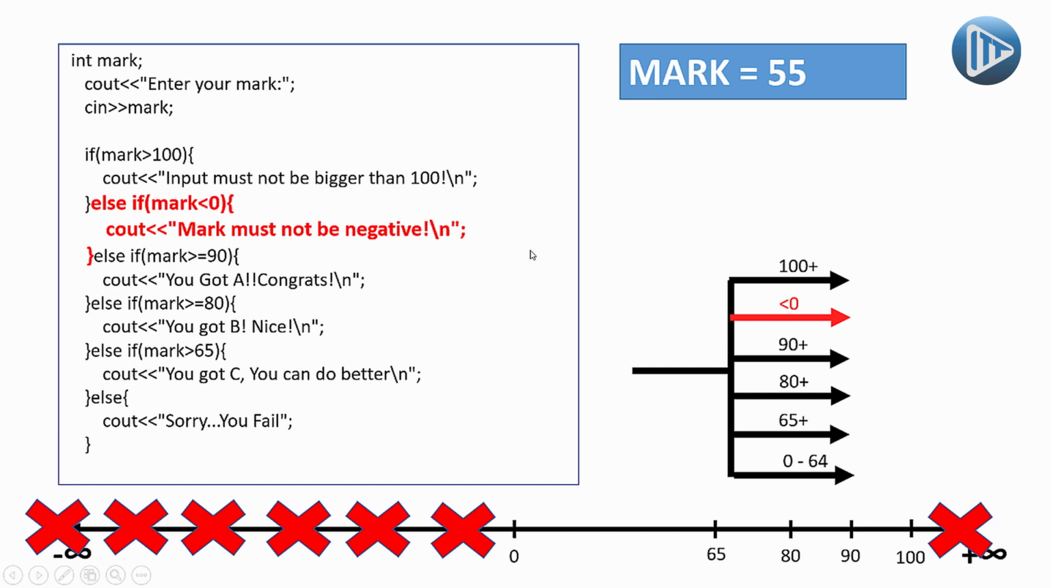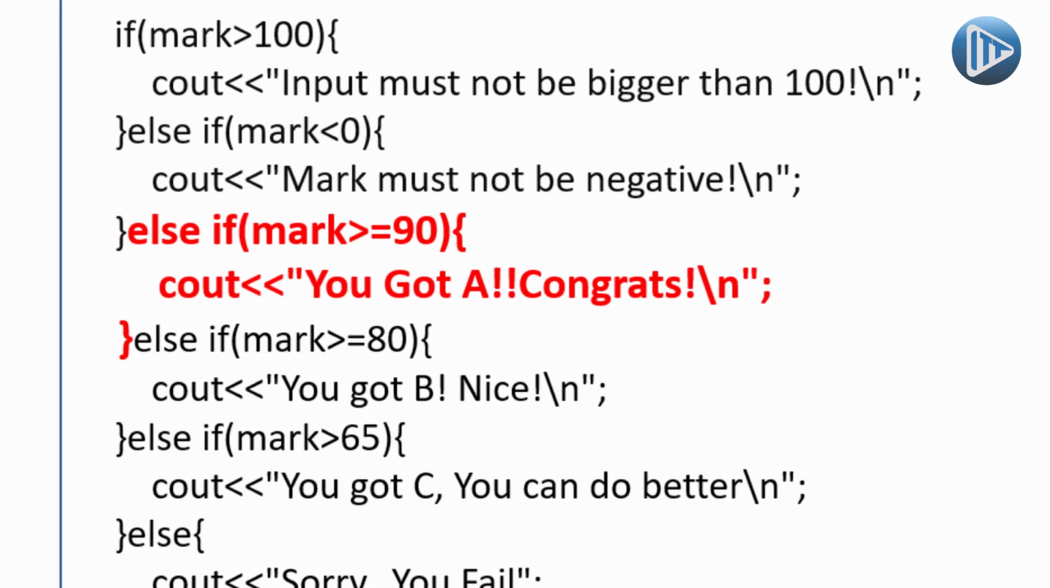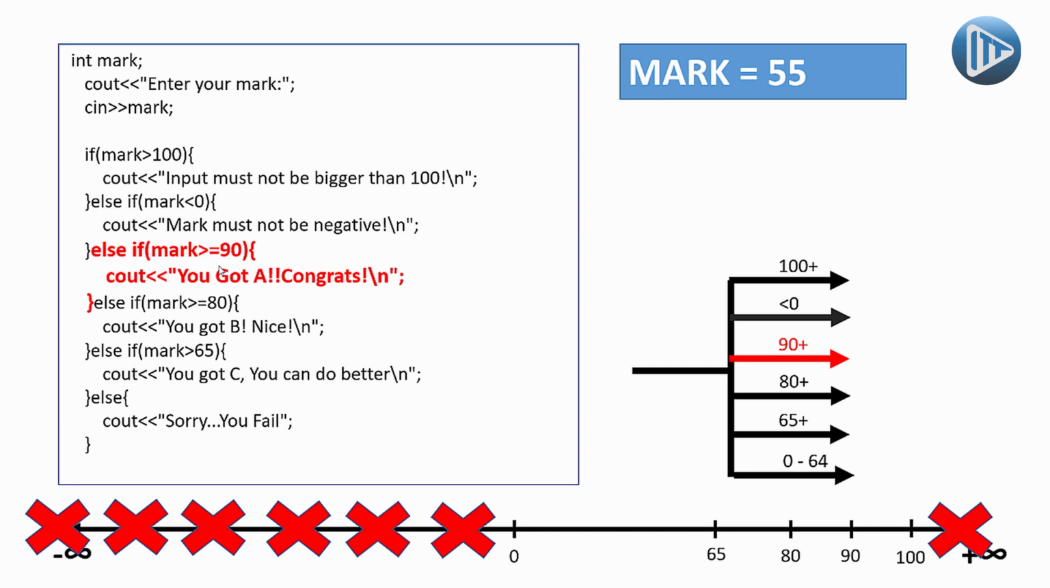Now, let's jump into the third condition over here, where we are going to check if the user entered a mark bigger than or equal to 90, as you can see over here. If they entered a mark bigger than or equal to 90, which means it will be either 90, 91, 92, 93 up to 100. But higher than 100 is impossible because we already checked that in the first root. So if they entered a number bigger than 90, we are going to display a message telling them that they got A. Otherwise, if they didn't enter a number bigger than 90, we are going to check another condition.